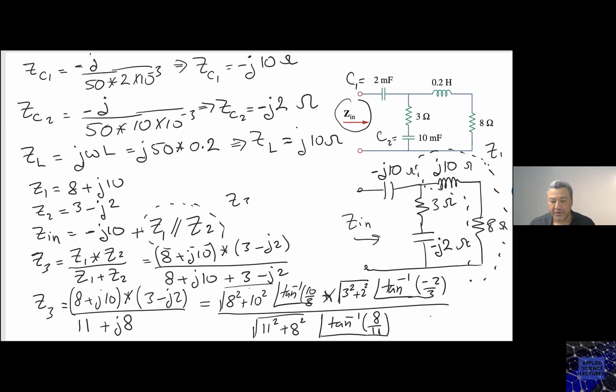Okay, so time is over. So this is how you do it. Once you find the polar format for the numerator, you multiply the amplitudes and add the phases, and then you have a polar format also in the denominator. Then you divide the amplitude by the amplitude, and you subtract the denominator's phase from the numerator's. You will get the Z3. After you do this, you need to add it to the minus j10 and find the total impedance.